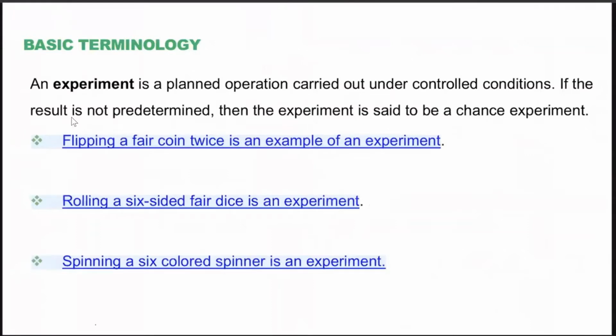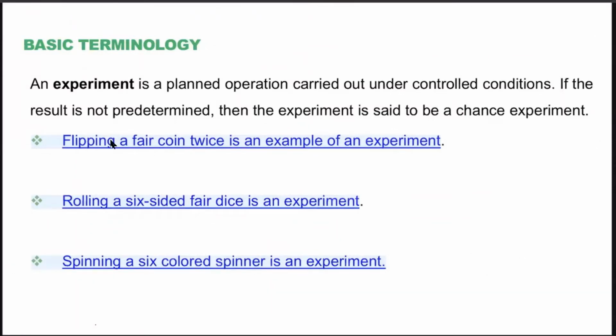That is, when you perform the experiment, if the result is not predetermined, or we don't know the result of the experiment, then we say that the experiment is a chance experiment, or a random experiment. Here I have three examples of the experiment.